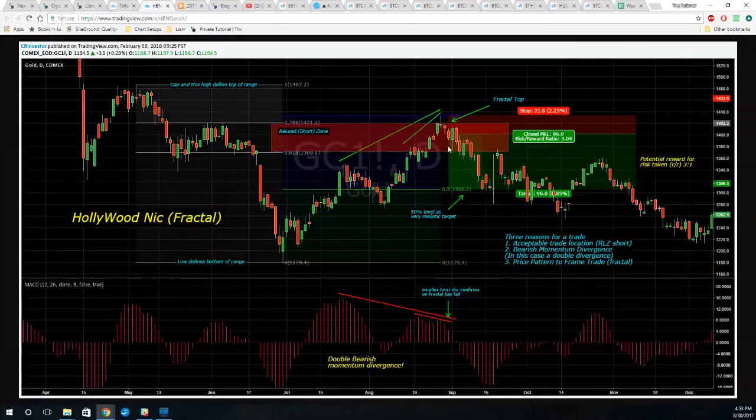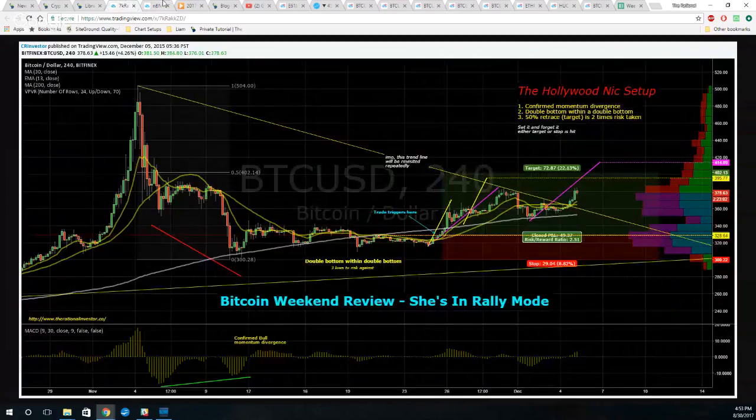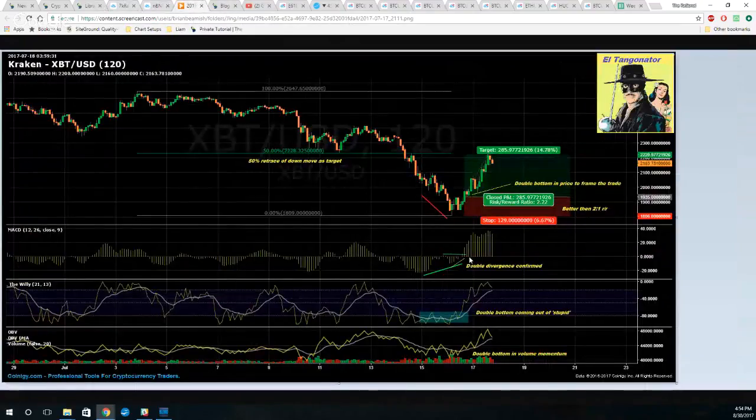But reason number 2, I always encourage people, and again, thinking along these lines, Hollywood Nick or El Tangonator, I really would like to see some sort of signs of divergence. In this particular case, nice bullish divergence where the indicator itself was making higher highs and higher lows, even though price was making lower highs and lower lows. In this particular case, I think we also even had a volume divergence. Super, super powerful.